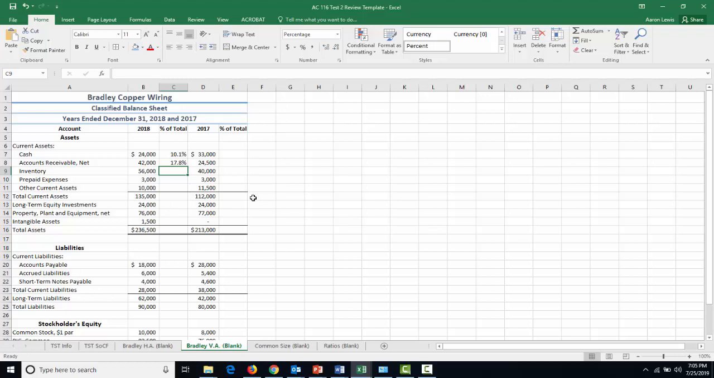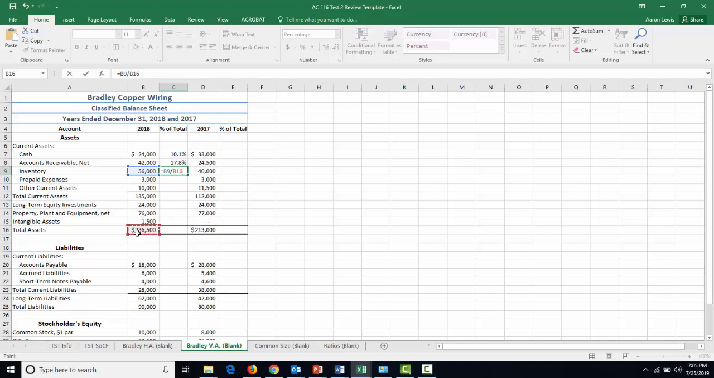So 17.8% of our total assets is in the form of accounts receivable, 10.1% is in the form of cash. For inventory, we can do the same thing, and I'm going to change something small up here, but let's start with equals inventory, and we're going to still divide by total assets. We want to use that fancy fill handle thing again, but the problem with that is when you use it, it changes the formula, and it's going to change the second cell that we're dividing by.